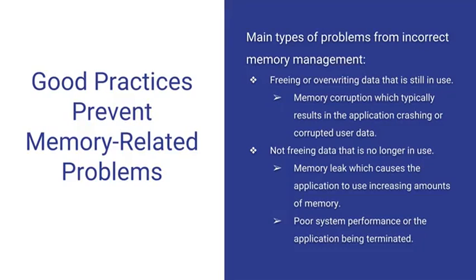Some of the problems that we have from using memory management in an incorrect way are freeing or overwriting data that is still in use. This leads to memory corruption, which typically results in the application crashing or corrupted user data. We also have an issue when not freeing data that is no longer in use. Memory leaks are caused by this, which in time causes the application to increase the amount of memory, and it also results in poor memory performance or the application being terminated. Therefore, good practices prevent memory-related problems.